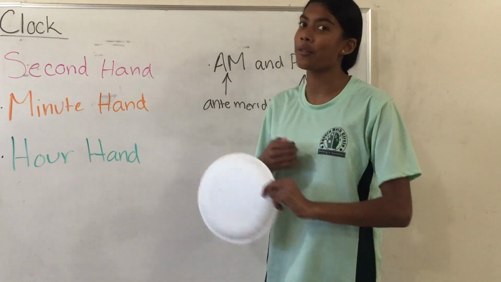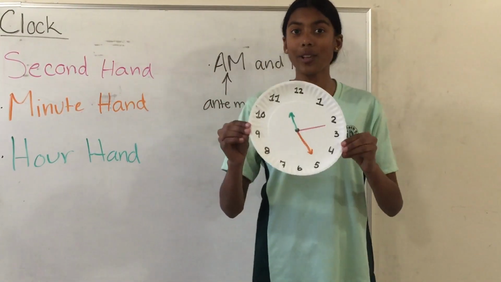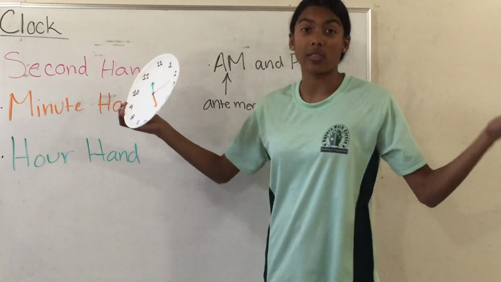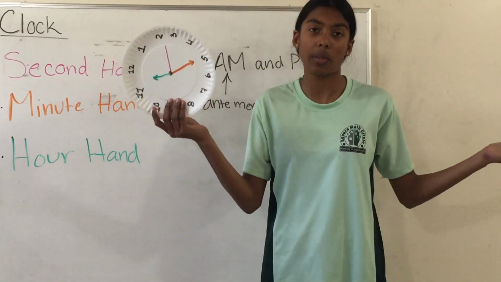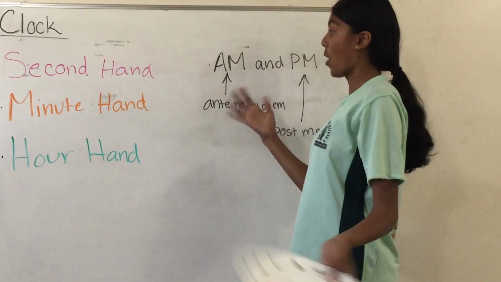Now we move on to our second topic of today, which is the clock. And here is a poorly drawn clock that I drew, but it's a picture of a clock. Obviously it won't work because it's just a clock drawn on a paper plate. But anyways, we can still explain how a clock works.